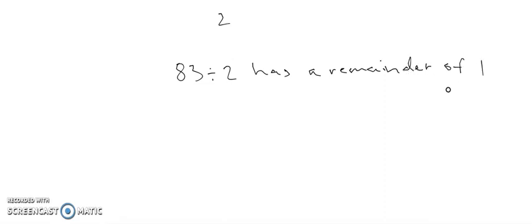So 83 divided by 2 has a remainder of 1. 72 divided by 2 has a remainder of 0 because 2 divides 72. You can just memorize this, like 2, 4, 6, 8, but it's fairly easy to remember. Now I'll show you how to do anything that ends with number 3.